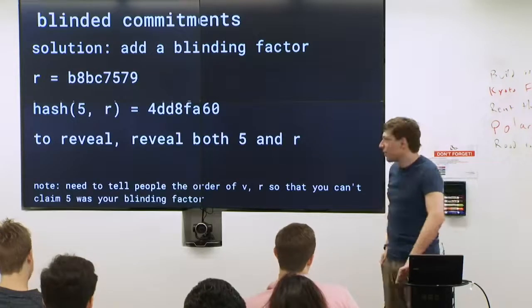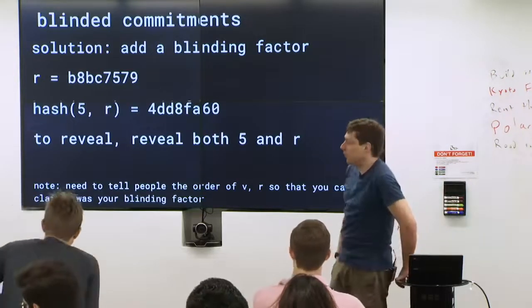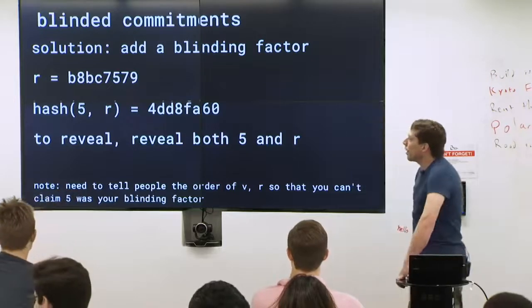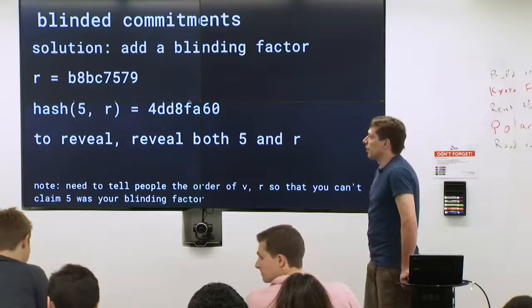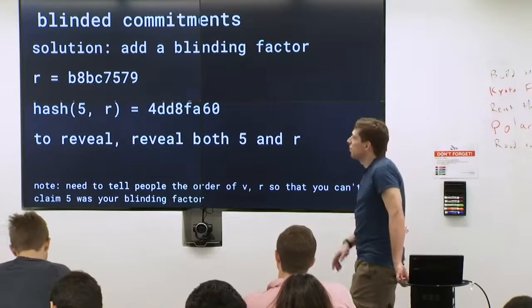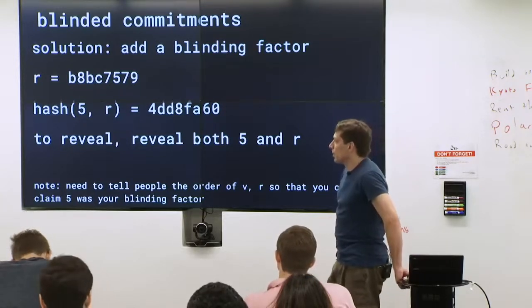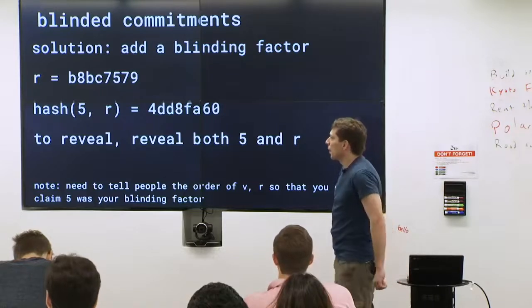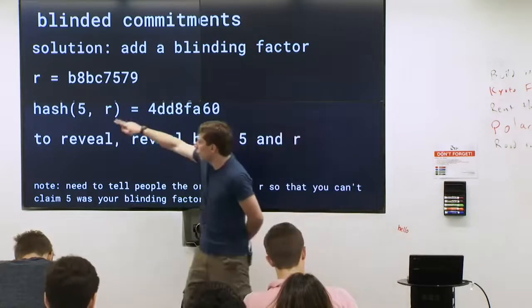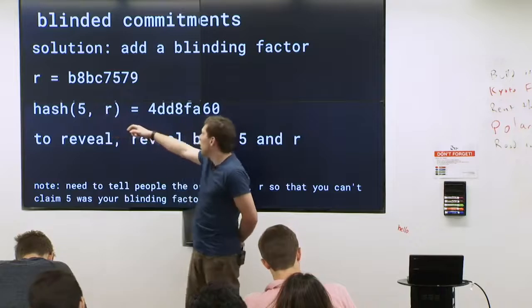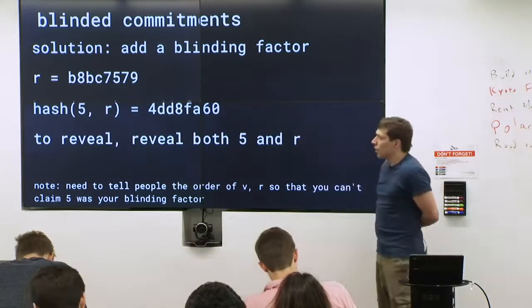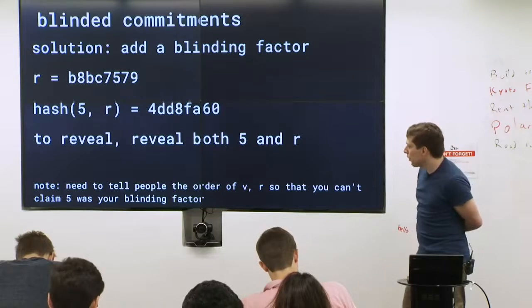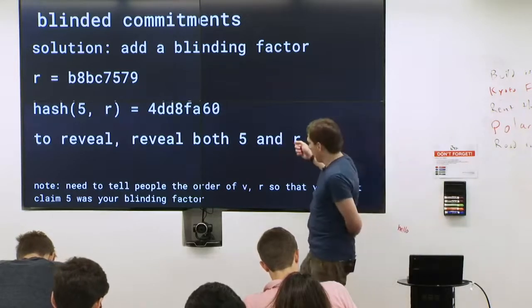Okay, so solution. Pretty straightforward solution. Add a blinding factor. We're going to call that R. I guess R is random. So let's say R is B8BC7579. Now I'm going to take the hash of 5 concatenated with R, and now this is a different hash. To reveal what I was committing to, you reveal both 5 and R.